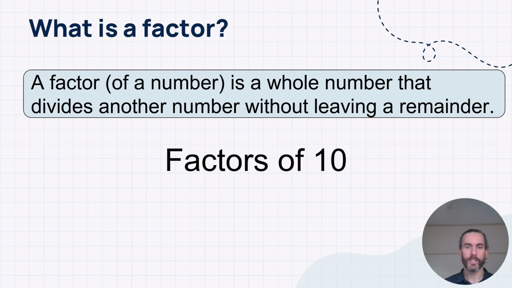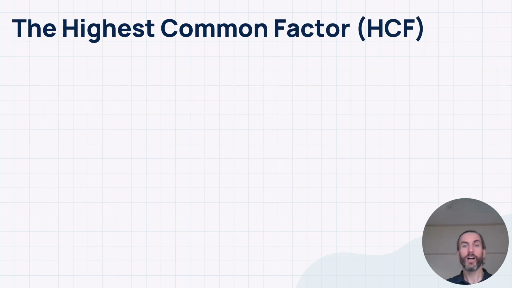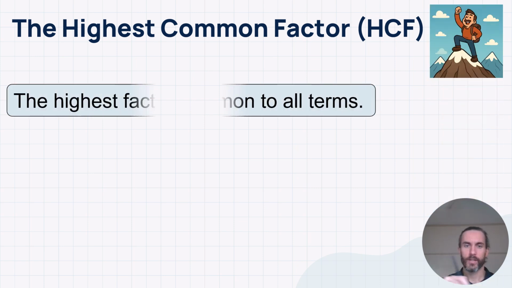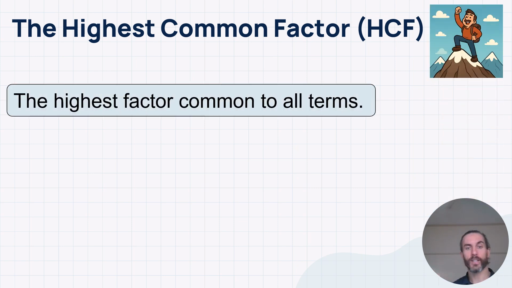What about the factors of 10? Well, we can divide 10 by 10. We can divide it by 5. We can also divide it by 2 and 1. Now, if we have multiple algebraic terms, we can ask, what is the highest common factor? So this is the factor that is common to all terms, and we want the highest one.